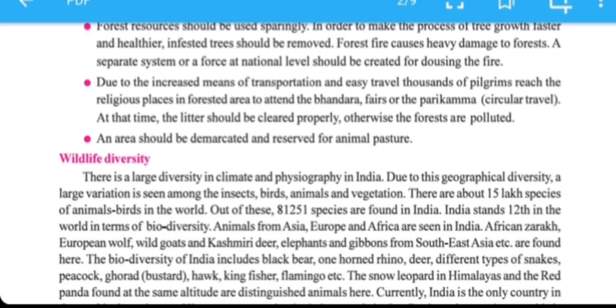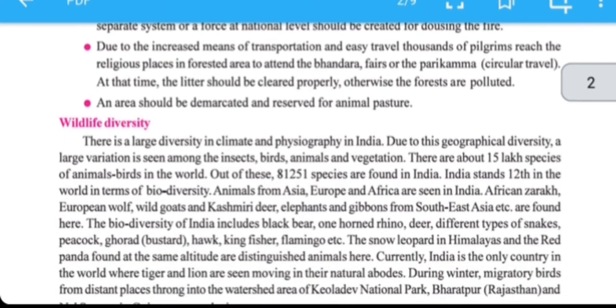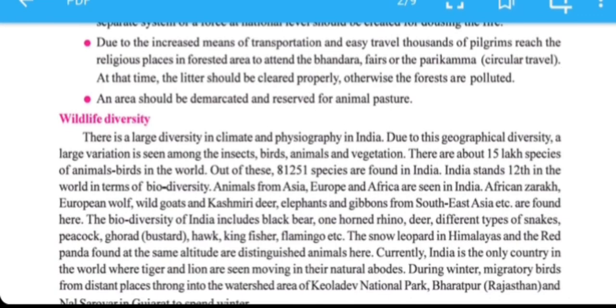Next one is, due to increased means of transportation, pilgrim centers have increased. People go to pilgrim and religious places, and at those places they cook, they keep bhandaras, and after the bhandaras are completed, they do not dispose of the waste in a proper place. So a step should be taken. This is also under ecotourism. Next, the area should be demarcated. Demarcated means divided. A separate area should be given for animal grazing, so that the forest will be under control.